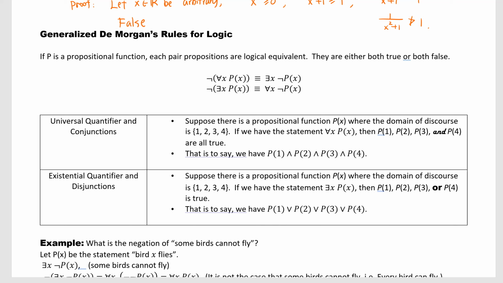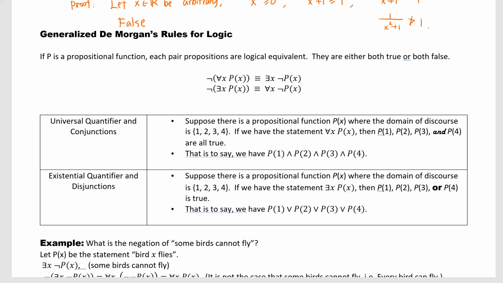Generalize De Morgan's rules for logic. If P is a propositional function, each pair of propositions are logical equivalents, so they are either both true or both false. We have two pairs of propositions. First one, not for all x, P of x is equivalent to there exists x, not P of x. Not there exists x, P of x is equivalent to for all x, not P of x.